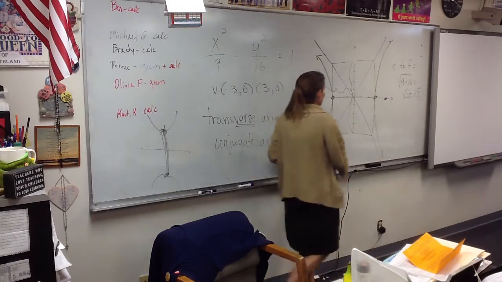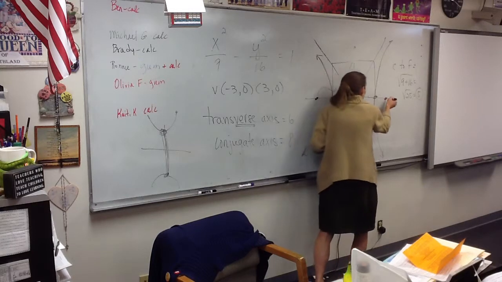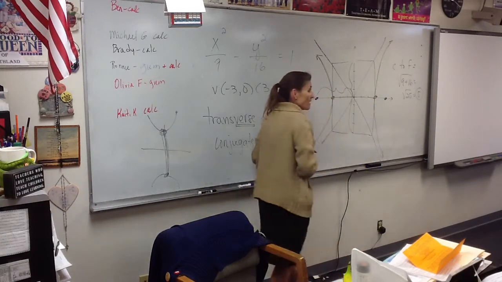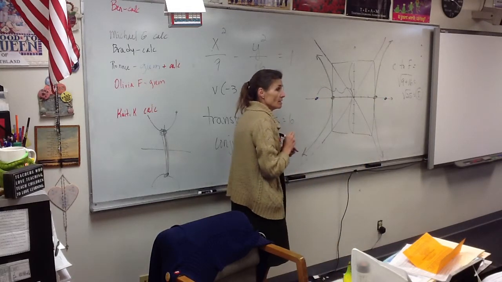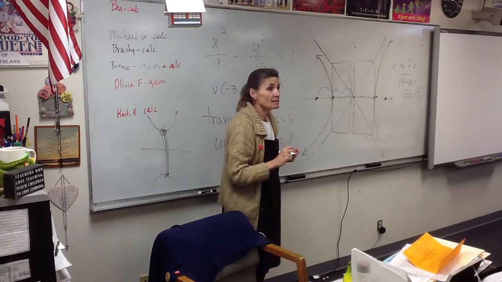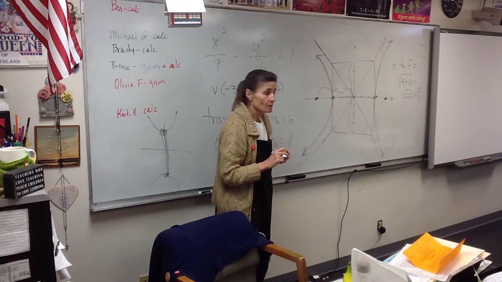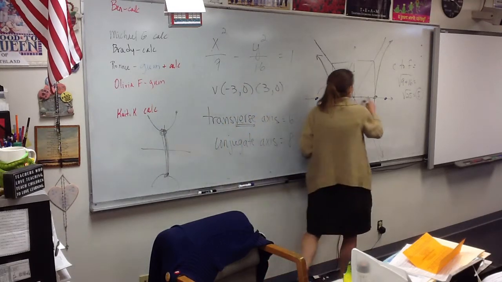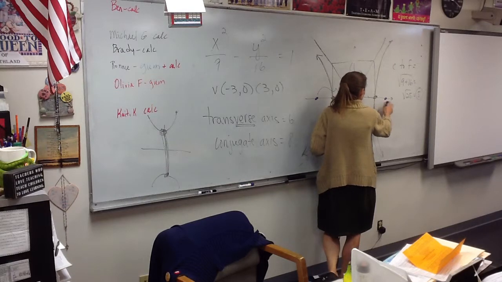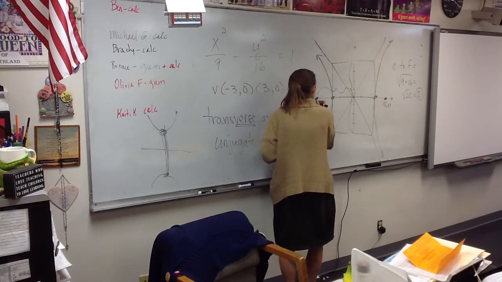So I'm going to start at my center and go forward 5 and backward 5. How did I get 5 again? I added the denominators and took the square root. So if I add 5, what do I get? 5 comma 0. And if I subtract 5, negative 5 comma 0.